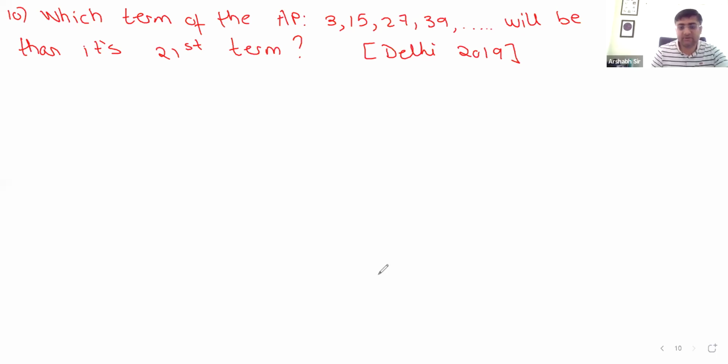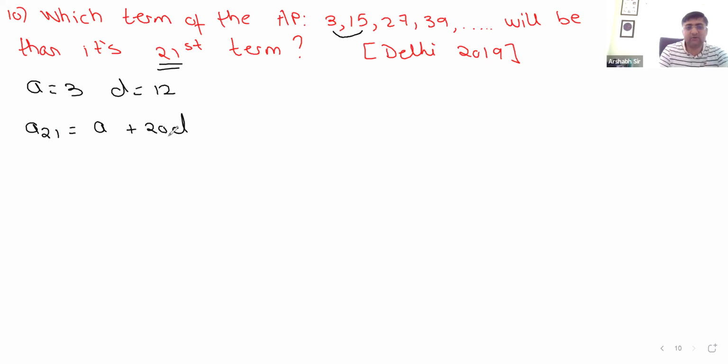Pramod, right answer, very good. So देखो बेटा, which term of the AP will be 120 more than its 21st term? So first step is, given any AP, first term is 3, common difference is 15 minus 3, that is 12. So let's first find the 21st term. So 21st term will be A plus 20D. Do you all agree? That is 3 plus 20 multiplied by 12. That is 3 plus 240. That is 243.